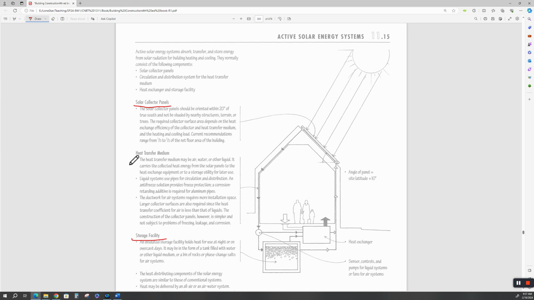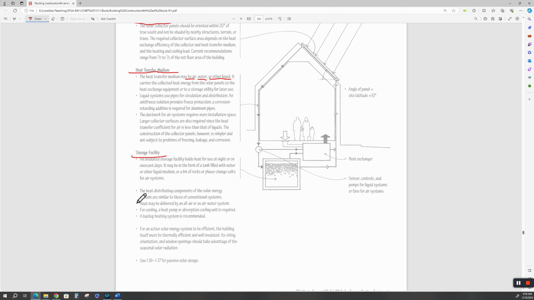A heat transfer medium. It could be air, could be water, or other liquid. Air is inefficient. Water, if it's contained, and it might not just be potable water, it could be something else, a mixture of water and another liquid to make a more efficient closed-loop system. Well, your mileage is going to vary.